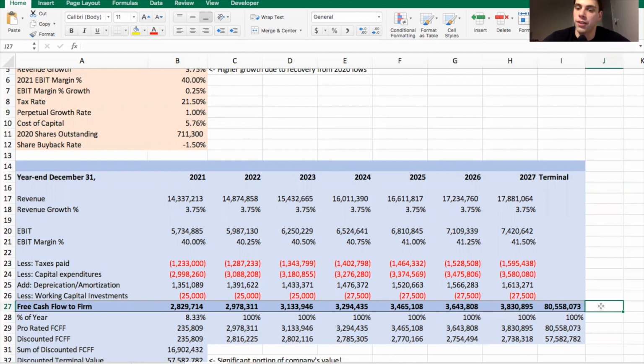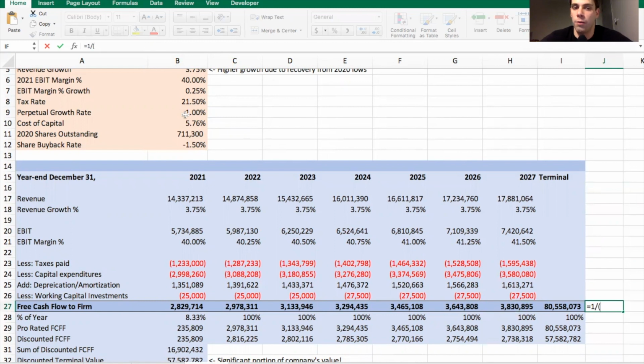Now, the way this multiple is calculated is we could just take, say, 1 divided by this perpetual growth rate, which we're putting at 1%. So I'm essentially assuming that from after 2027 until the end of time, this company is going to grow at 1%.